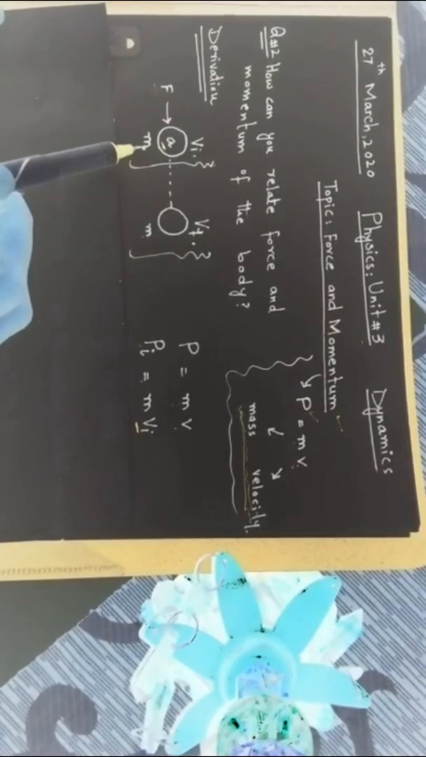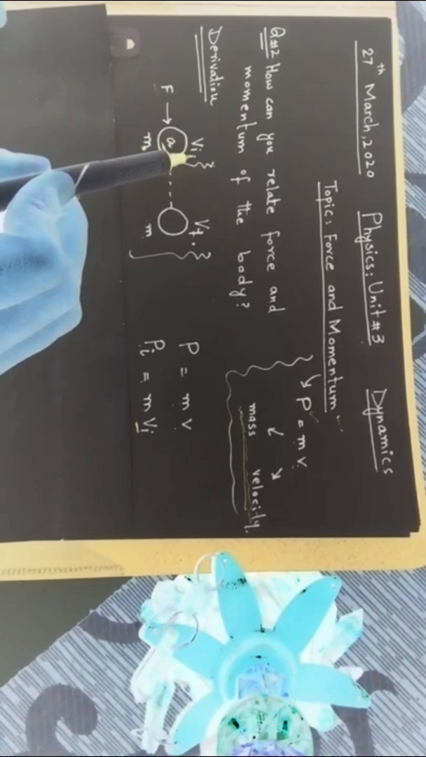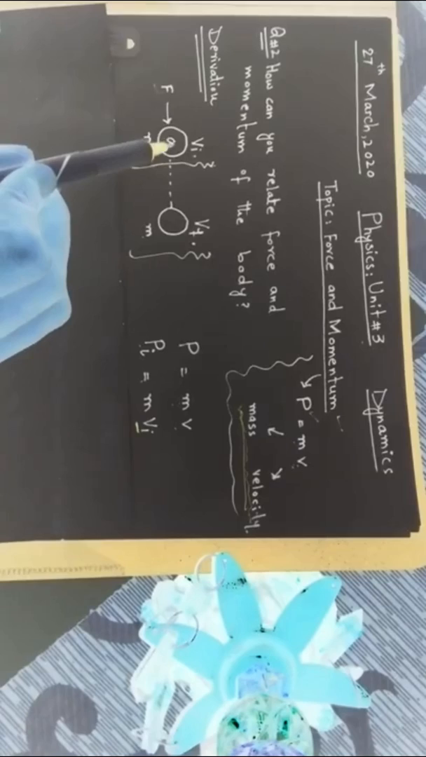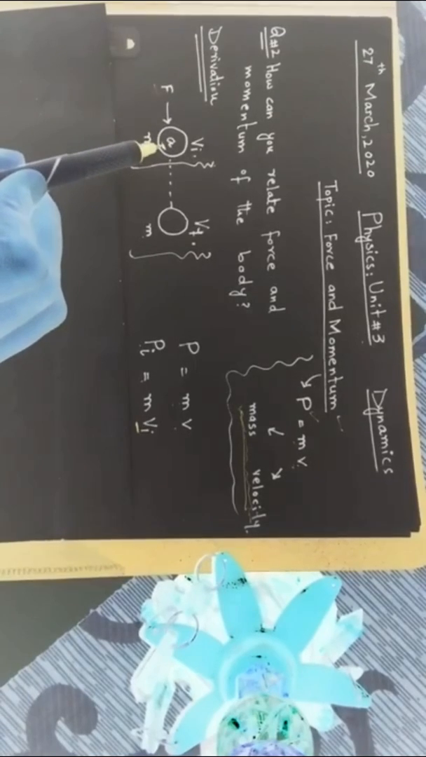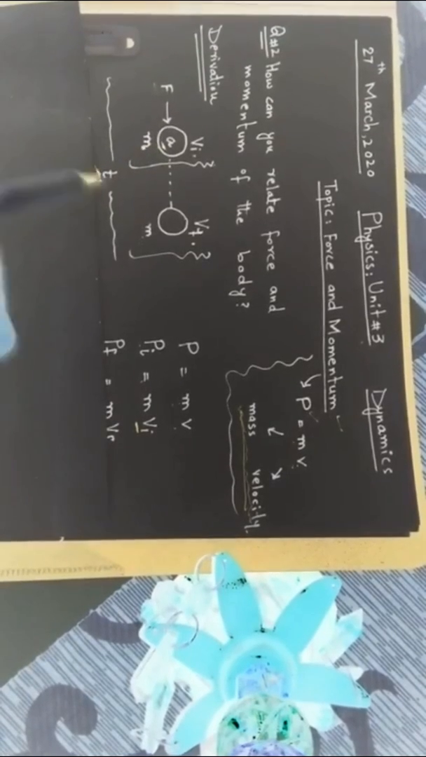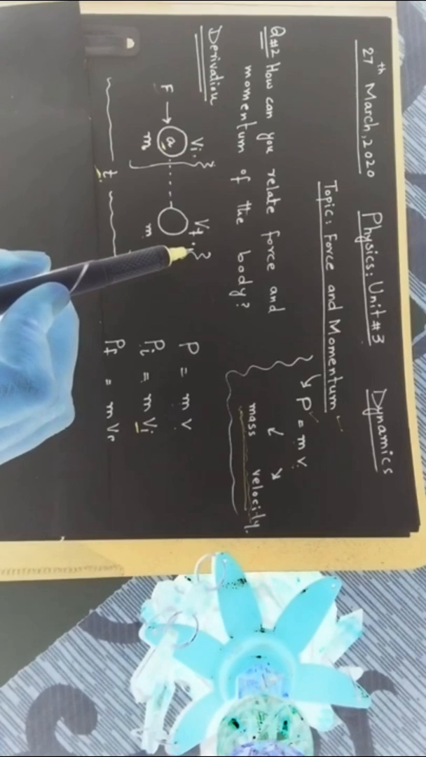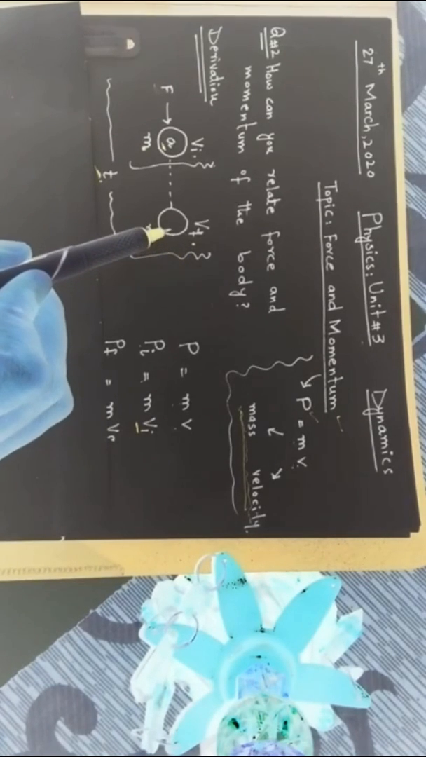Consider a body of mass m moving with initial velocity Vi. Let a force F act on the body, producing an acceleration a in it. After time t, the velocity of the body becomes Vf, which is called the final velocity of the body. Now we have to calculate the initial and final momentum of this body.